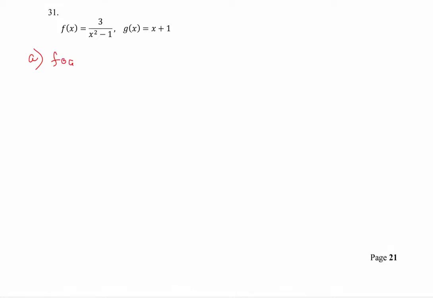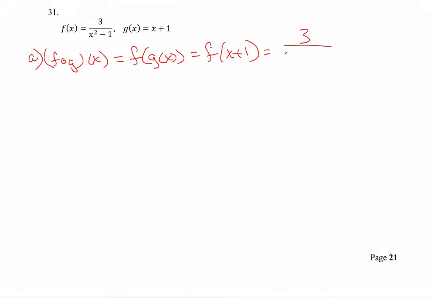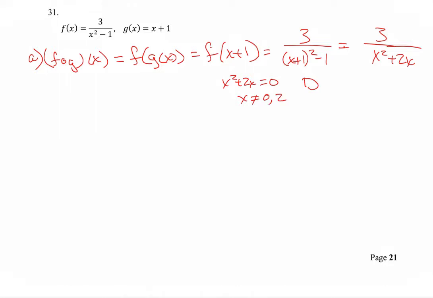So let's look at f of g of x. So that's f of g of x, which is f of x plus 1, which is 3 over (x plus 1) squared minus 1, which simplifies down to being 3 over x squared plus 2x. And so for my domain, here I have x squared plus 2x equals 0. So x cannot equal 0 or negative 2. So my domain is negative infinity to negative 2 union negative 2 to 0 union 0 to infinity.